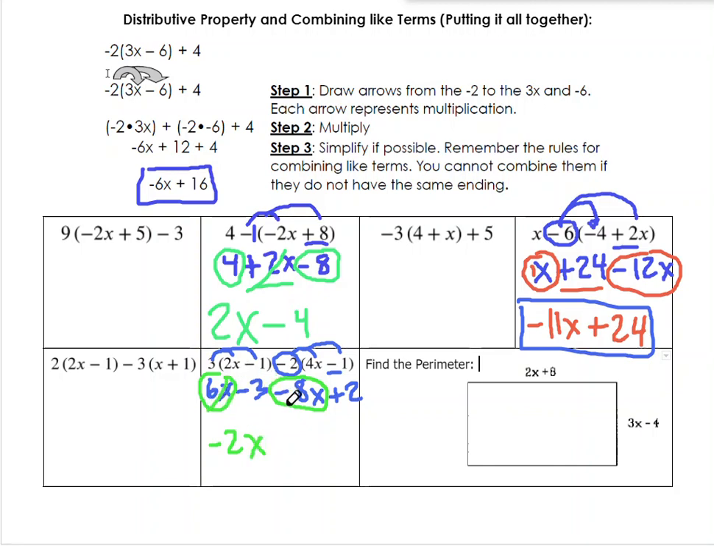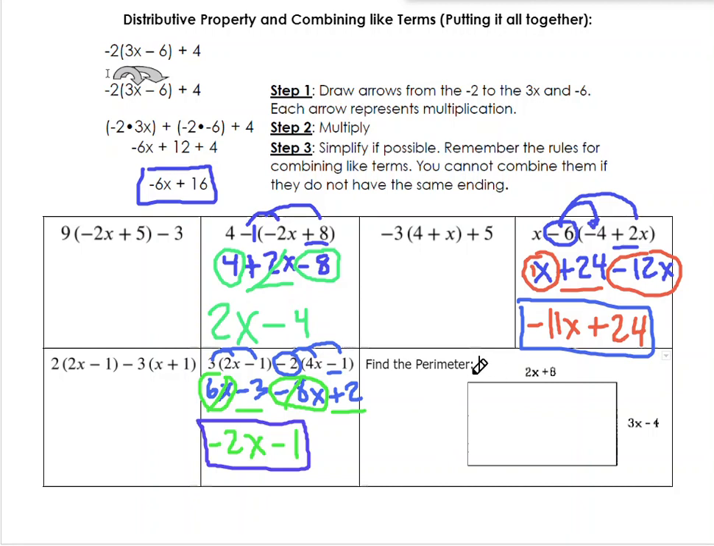And I combine those, so I can cross those off if I want. Now I'm left with negative 3 plus 2. Those are just constants, they're just numbers, I can combine them. Negative 3 plus 2 is negative 1. And that's my final answer. I cannot do anything else. I can't combine negative 2x and minus 1 because they're not like terms. So I am done right there.